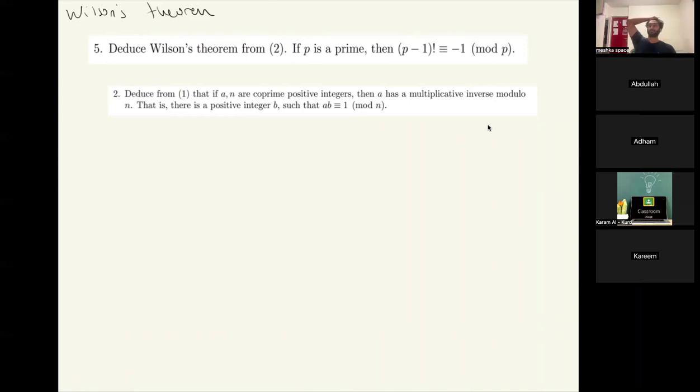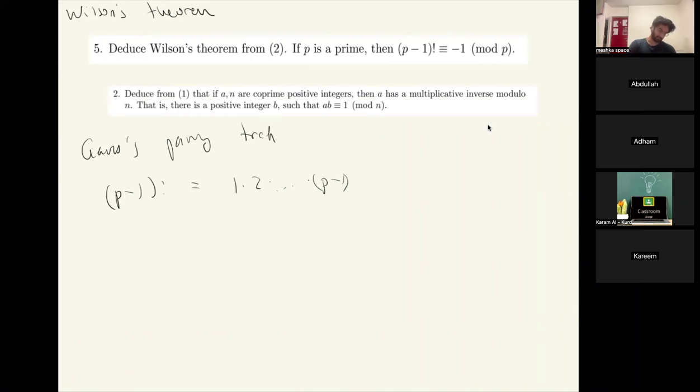We just pair them. It's a standard, it's Euclid's. Euclid? No, Gauss. Gauss's pairing trick, right? So we do Gauss's pairing trick. So what does it mean when I write P minus 1 factorial? It means I write 1 times 2 all the way up to P minus 1.